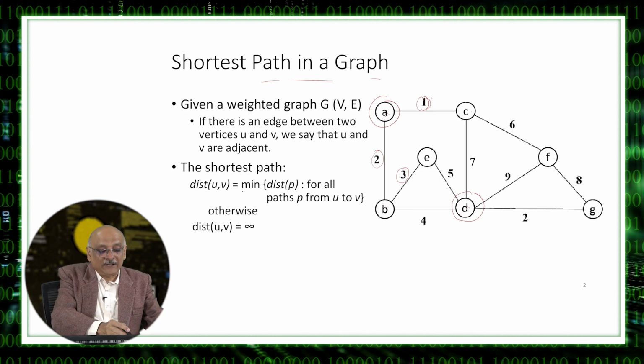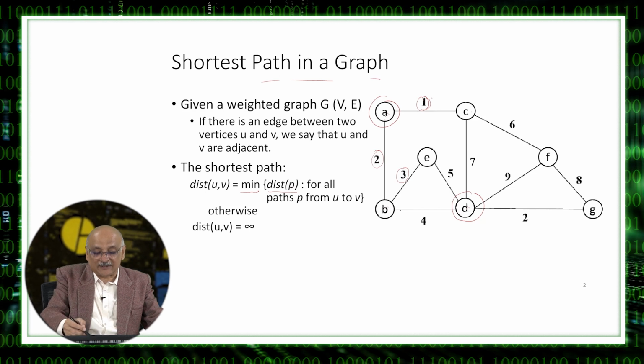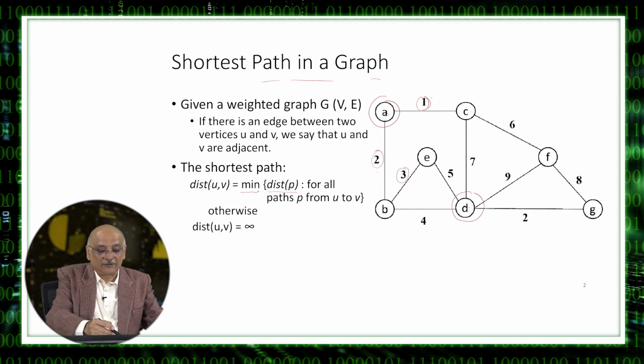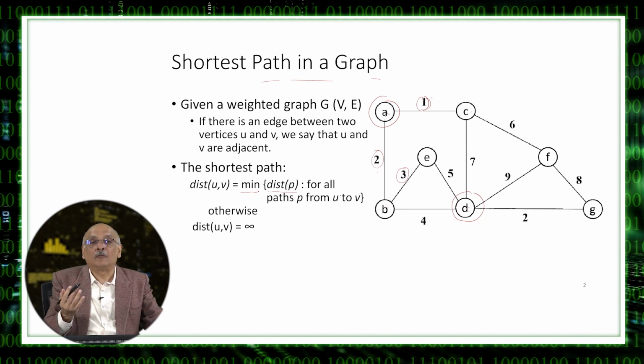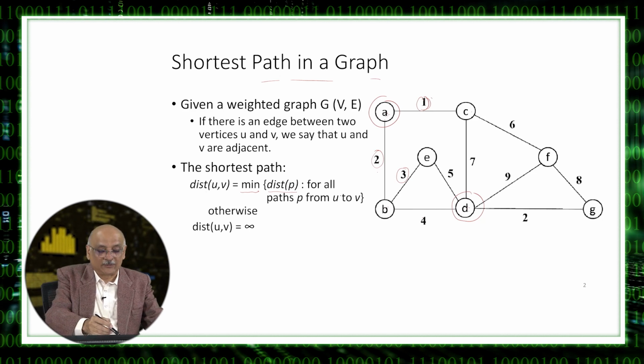So we try to find the minimum distance. In this particular case, this is the sum of these two, right? For all paths P from U to V, we choose the path which has the minimum weight. That is what we call the minimum distance, or minimum weight. That is how we classify it.